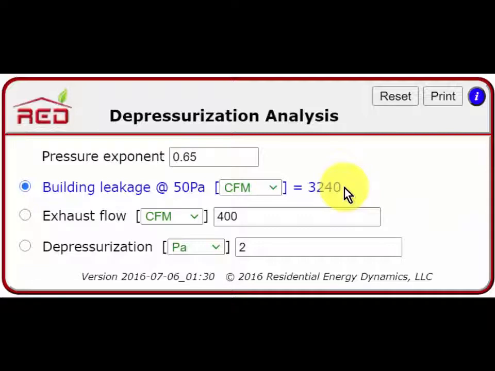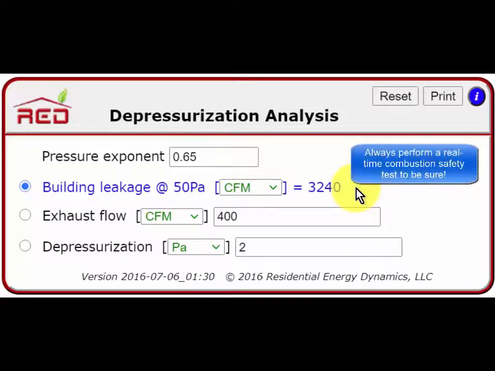Now, please understand, this is really important. This is not a surefire way of determining when backdrafting will occur. This is a screening test or an estimation. The only real way to know whether you're going to have backdrafting or not from depressurization is by doing a real-time test with all of these exhaust appliances operating at the same time.